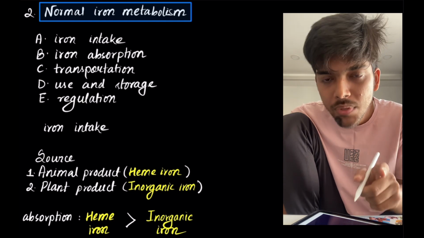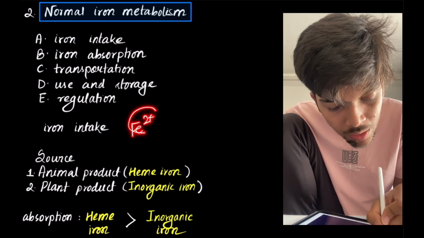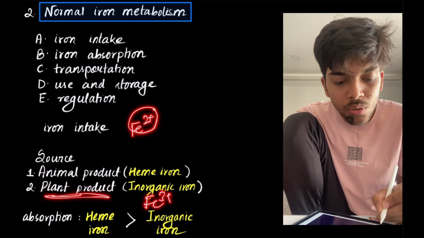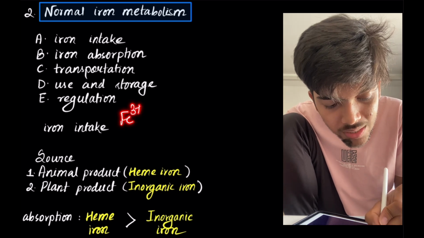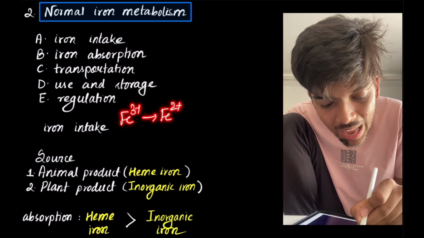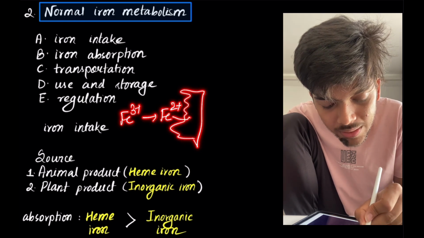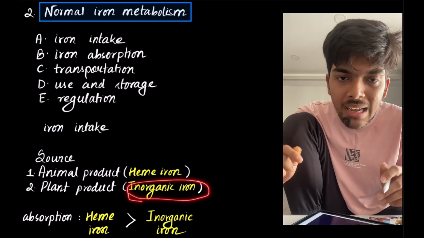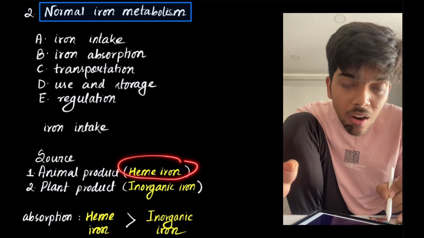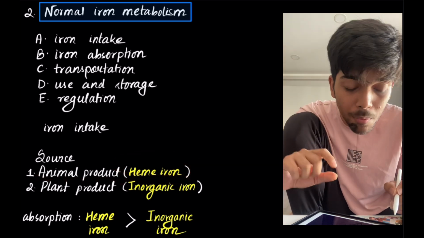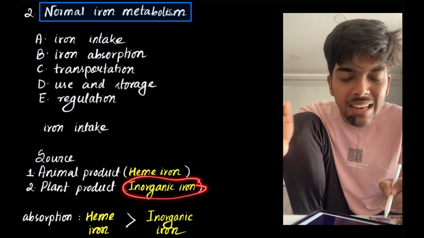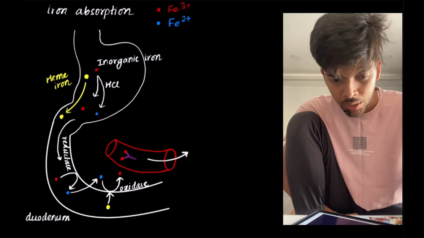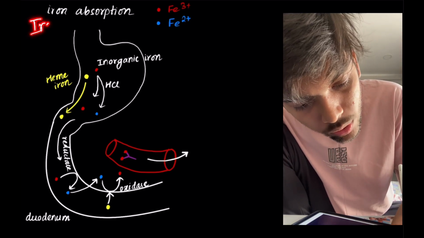Inorganic iron is absorbed only in ferrous form, but the inorganic iron that you eat through plant products is in ferric form. So this ferric form of iron first needs to be converted to ferrous form, and then this ferrous form is taken in by the enterocyte. So there is an extra step required for the absorption of inorganic iron. That is why heme iron obtained from animal product gets absorbed much faster than the inorganic iron obtained from plant product.